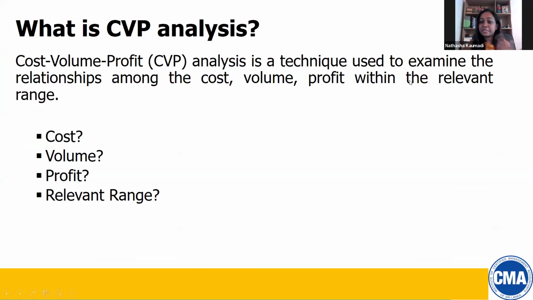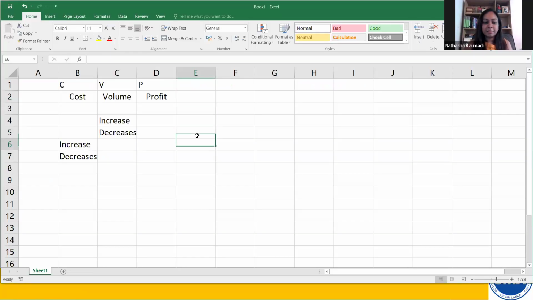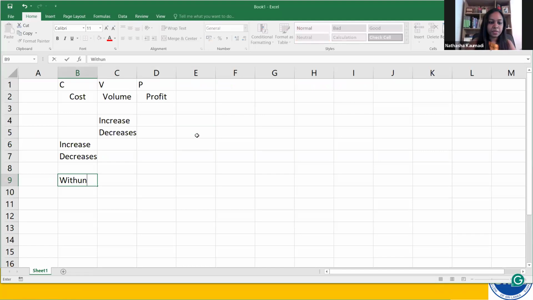CVP analysis is a technique used to examine the relationships among cost, volume, profit within a relevant range. That is very important. We are going to talk about many assumptions, techniques, and formulas under CVP analysis, but very important, all these relationships can be discussed only within a relevant range. That means these CVP analysis techniques we are going to discuss within a short run.